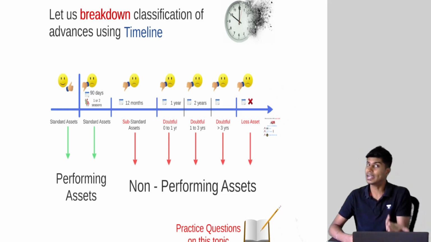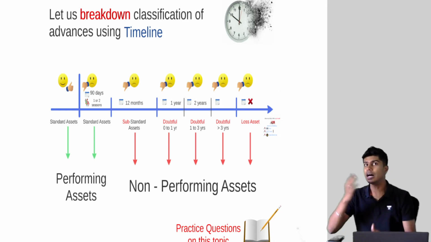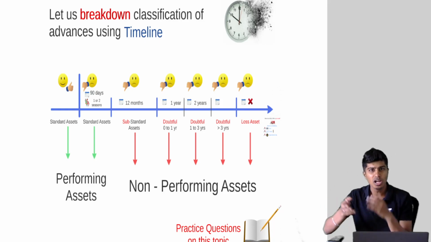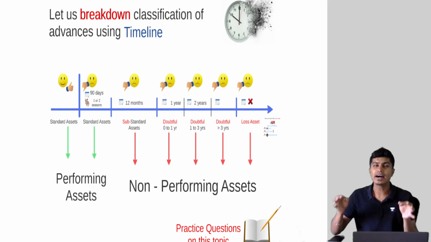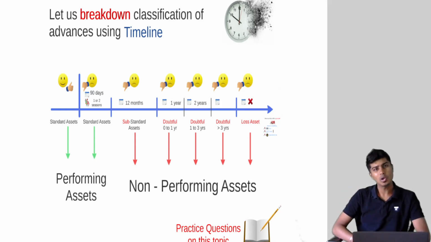When do we call it standard? When does it become substandard? After substandard, when does it become doubtful? And doubtful mean what are subcategories? And finally, when does it become loss assets?